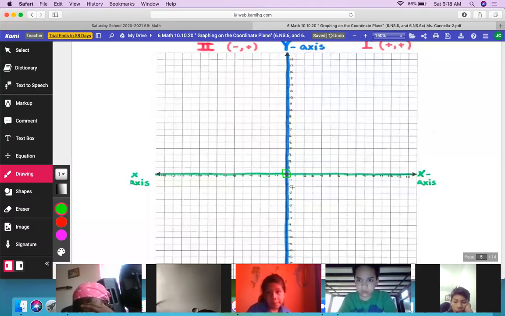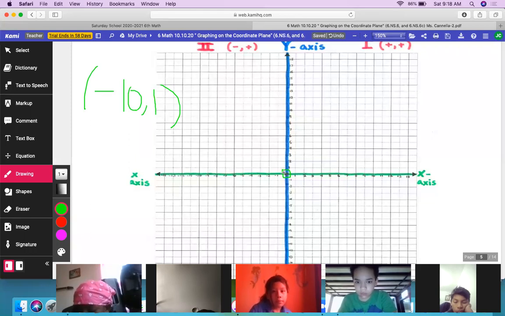How do we go to negative 10, comma 1? So we have to graph negative 10, comma 1, sir. How do we graph that? So you start at the origin and you go to the left 10 times, and then go up once. Good. I love how you said that. Start at the origin, move to the left 10, and move up 1, which brings me to what quadrant?